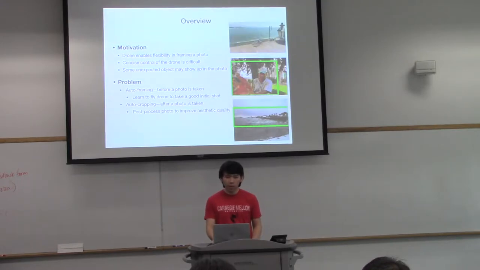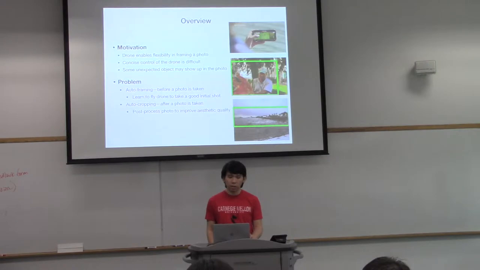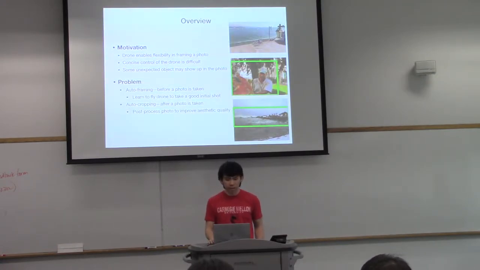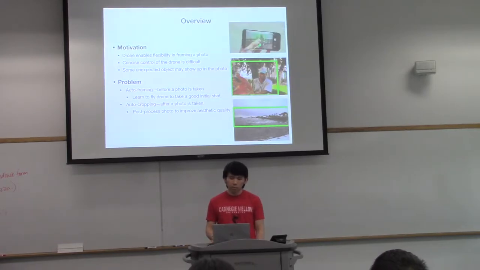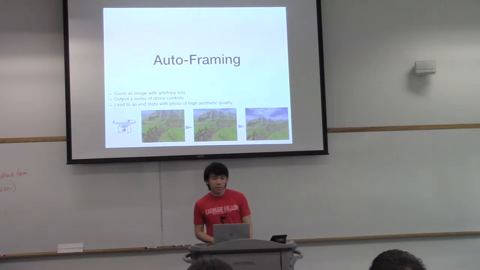The first part, we call auto framing. That is, we try to let the drone learn where and how to fly to a position to take a pretty good initial shot. And then the second part we call auto cropping. That's after the photo is taken, in post-processing, basically to make the photo look better and have better aesthetic quality. So I'm going to talk about the first part, auto framing.